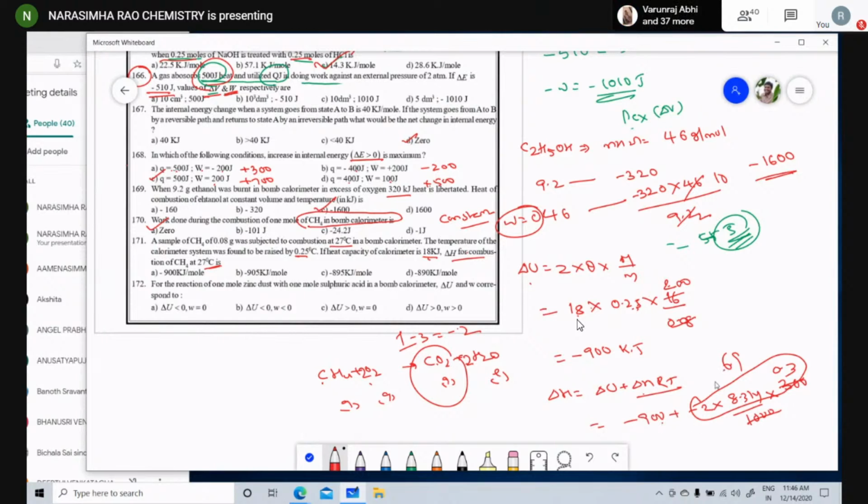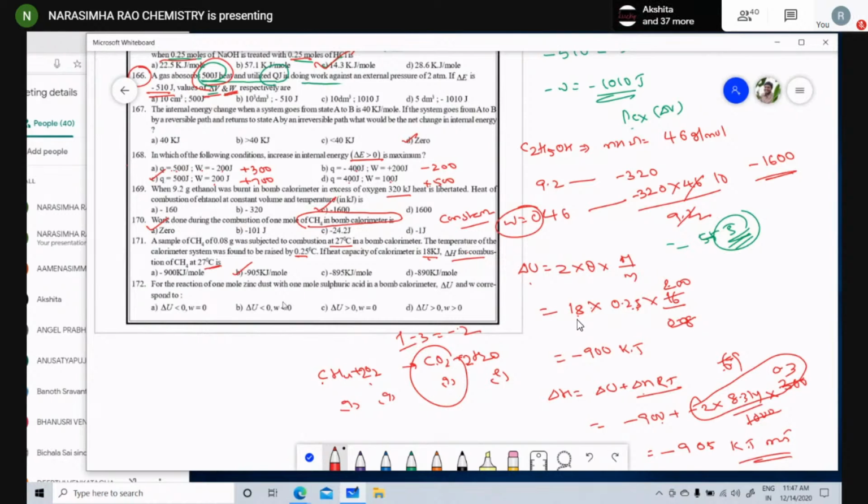Adding the negatives, it is minus 905 something. What is your answer, children? I think 905. Yes, sir. 905 kilojoules. Clear now? Understand now? Anybody have a doubt? Children, please tell me. No doubt, sir.